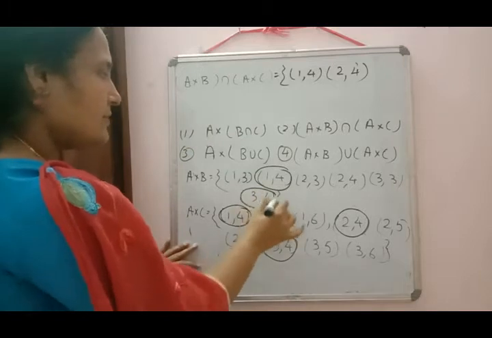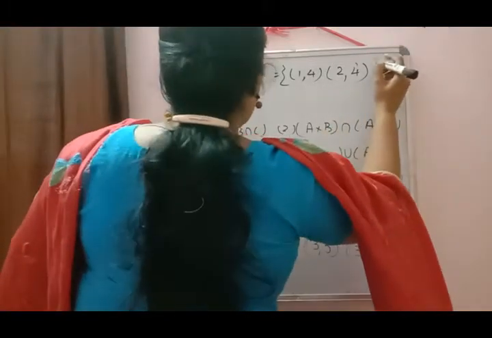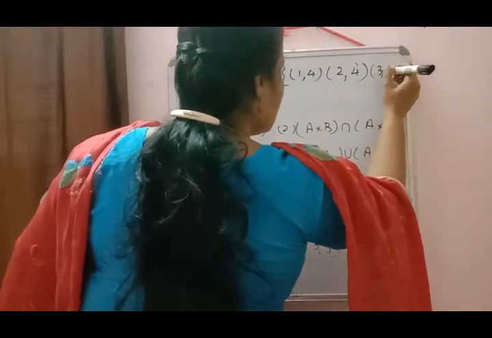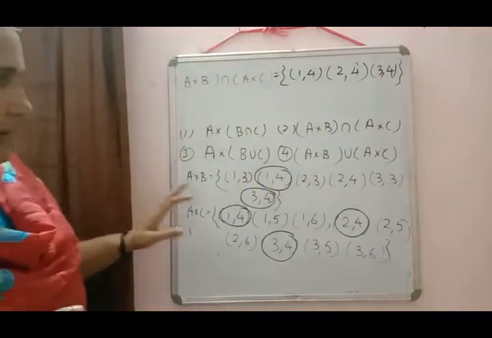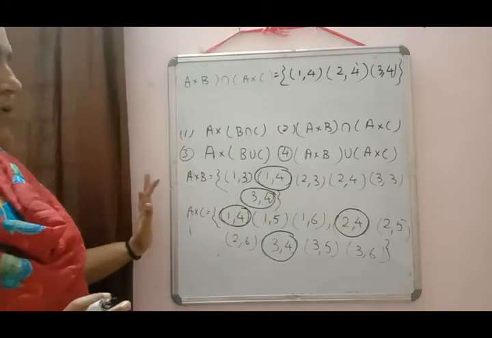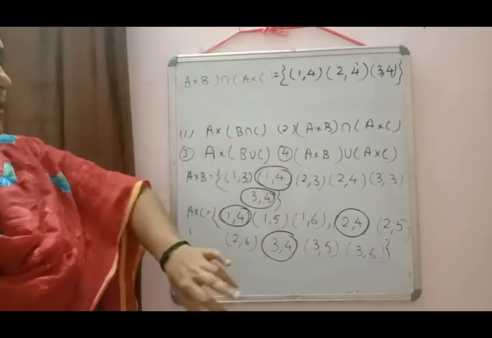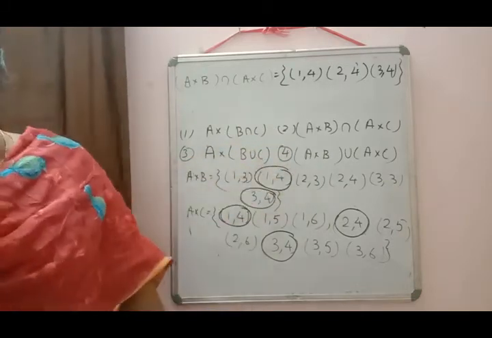The element which is common to both A cross B and A cross C is 3 comma 4, written. Is there any other element? No. Okay. So the second one is also over. In the fourth one, what do we need?